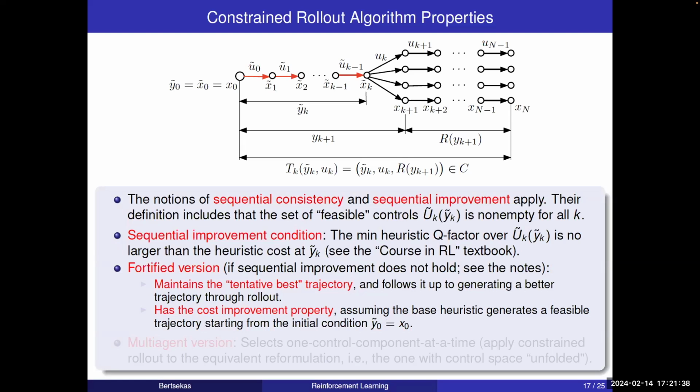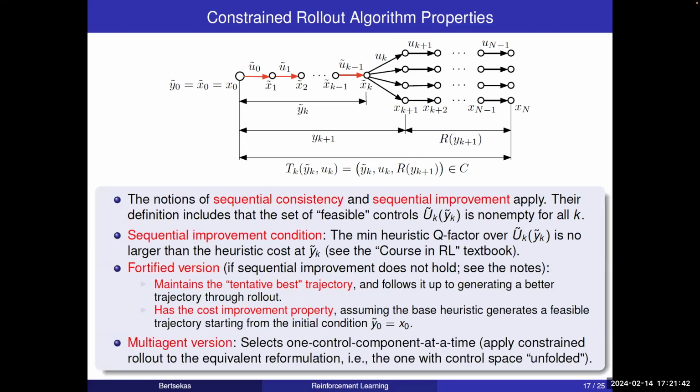You're kind of screwed. There's a multi-agent version of constrained rollout as well that selects one control component at a time, and it applies rollout to the equivalent reformulation. I'm going to talk more later in this lecture about multi-agent problems, and just know that in the reformulation to adapt for multi-agent problems, you can still apply constrained rollout in that case as well.